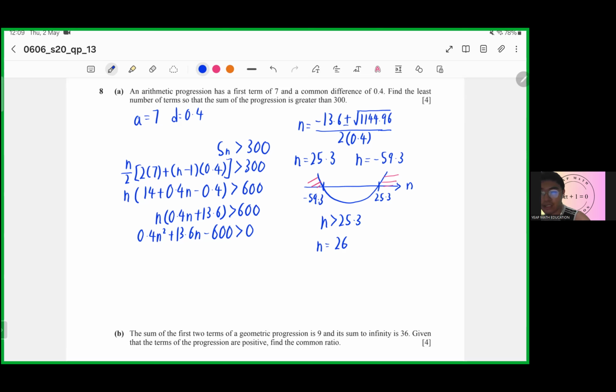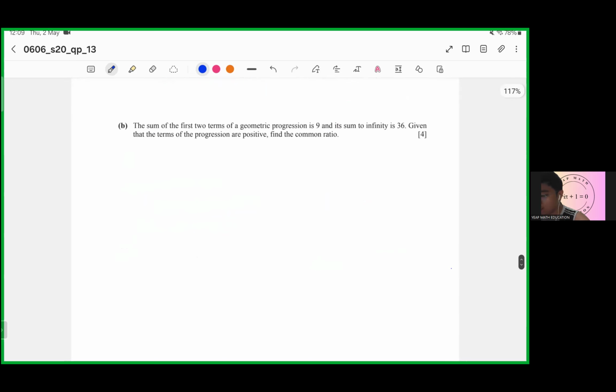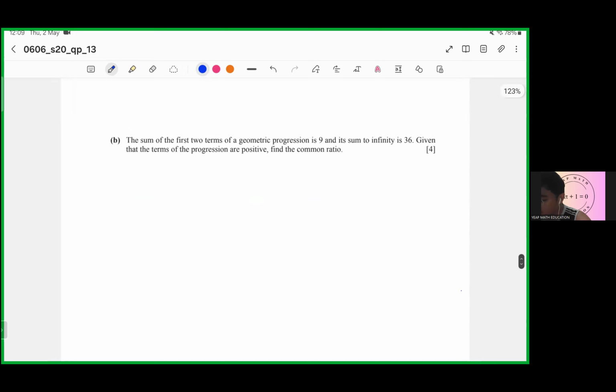Okay, now we look at the next part. The sum of the first two terms of the geometric progression is 9, and its sum to infinity is 36, given that the terms of the progression are positive. Okay, this is very important. He says positive, and then find the common ratio.